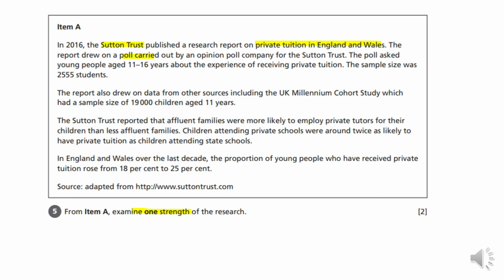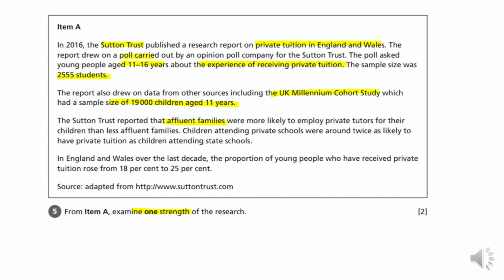England and Wales. The report drew on a poll carried out by an opinion poll company for the Sutton Trust. The poll asked young people aged 11 to 16 years about the experience of receiving private tuition. The sample size was 2,555 students. The report also drew on data from other sources, including the UK Millennium Cohort Study, which had a sample size of 19,000 children aged 11 years.